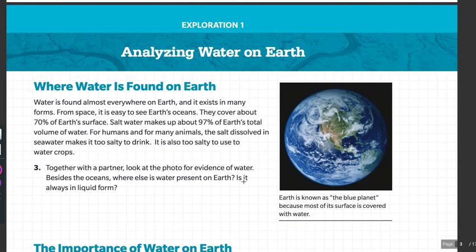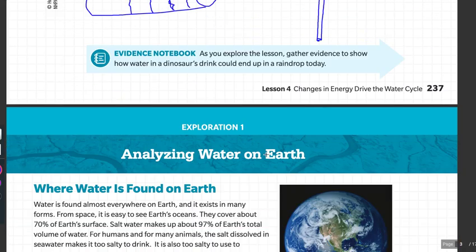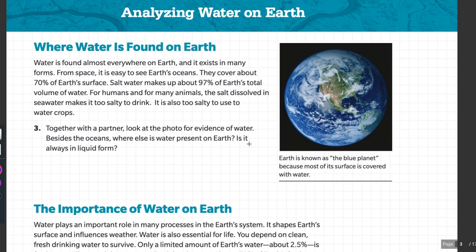So exploration 1, analyzing water on Earth. All these explorations are kind of building off this idea of the water cycle, how things get moved around. So look at the photo for evidence of water besides the oceans. Where is water present on Earth? Is it always in liquid form?